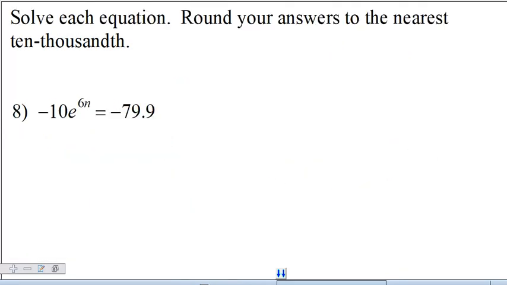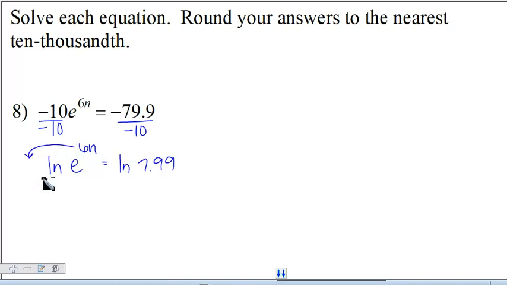All right, let's work through one last example so you can see this one more time. Again, if your variable is an exponent, the best way to solve this is to take the log of both sides. But you must start by isolating that part of the problem. So I will begin by dividing both sides by -10. Once I've done this, then I can take the log of both sides. I will bring my 6n to the front as a coefficient.